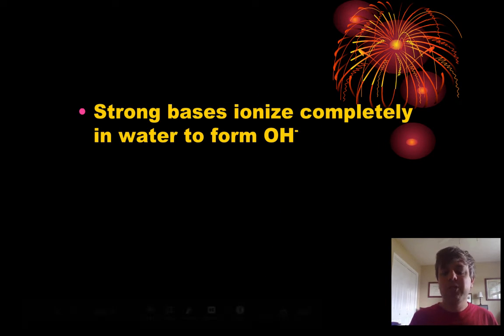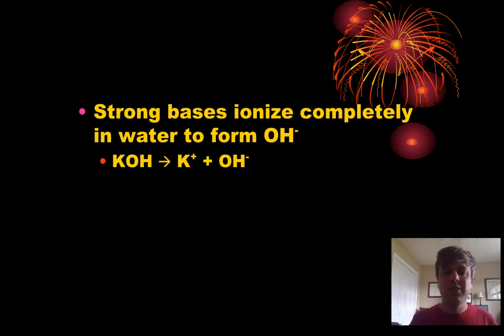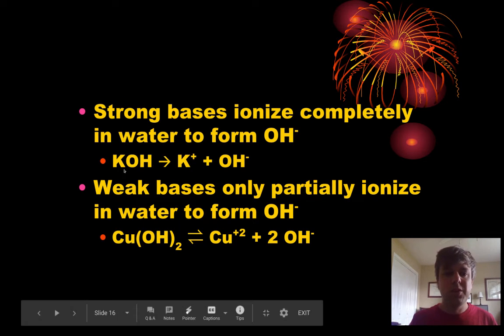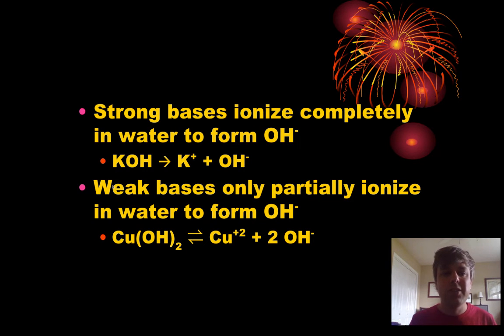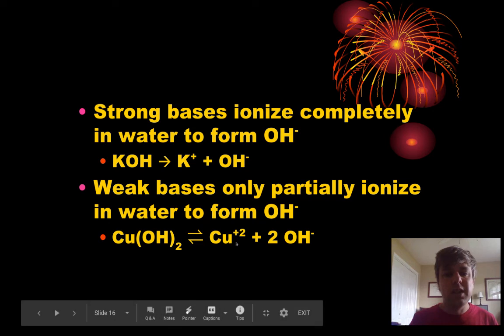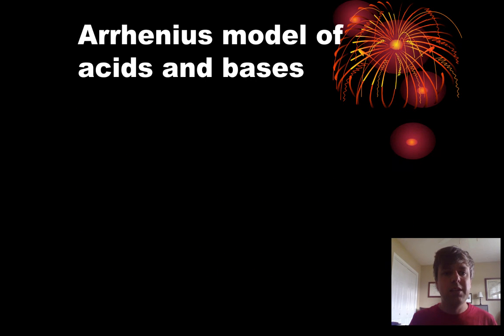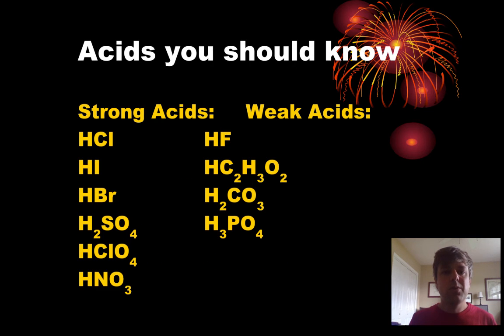Now, bases are the same thing. Strong bases ionize 100% in water to form hydroxides, and weak bases only do it a little bit. So if you have potassium hydroxide, it breaks apart 100% into potassium ions and hydroxides, whereas with a weak base, only a small amount. You're going to have like 99% of it as copper 2 hydroxide, and maybe 1% of it breaks apart. So that's the difference.